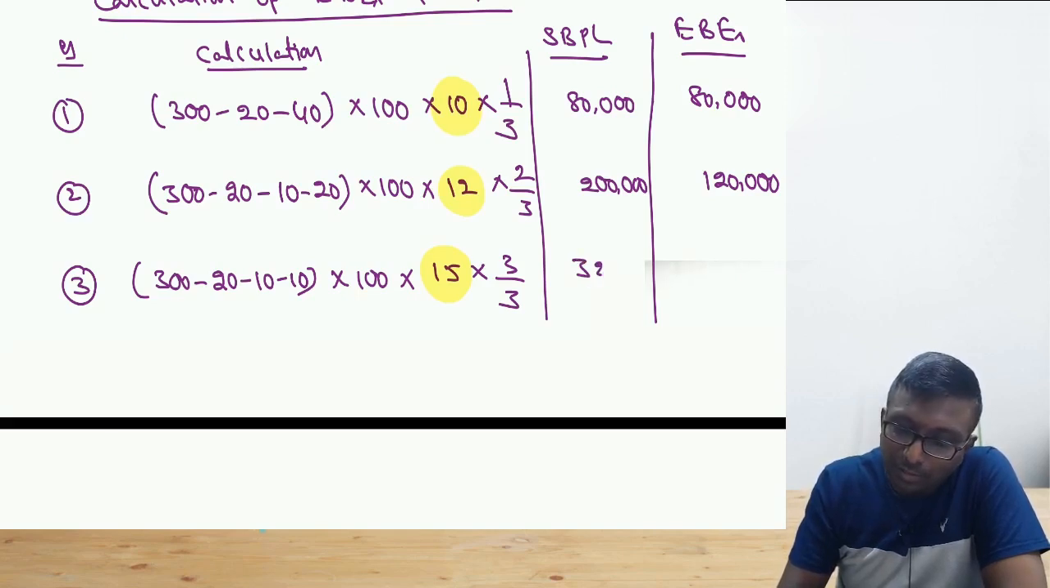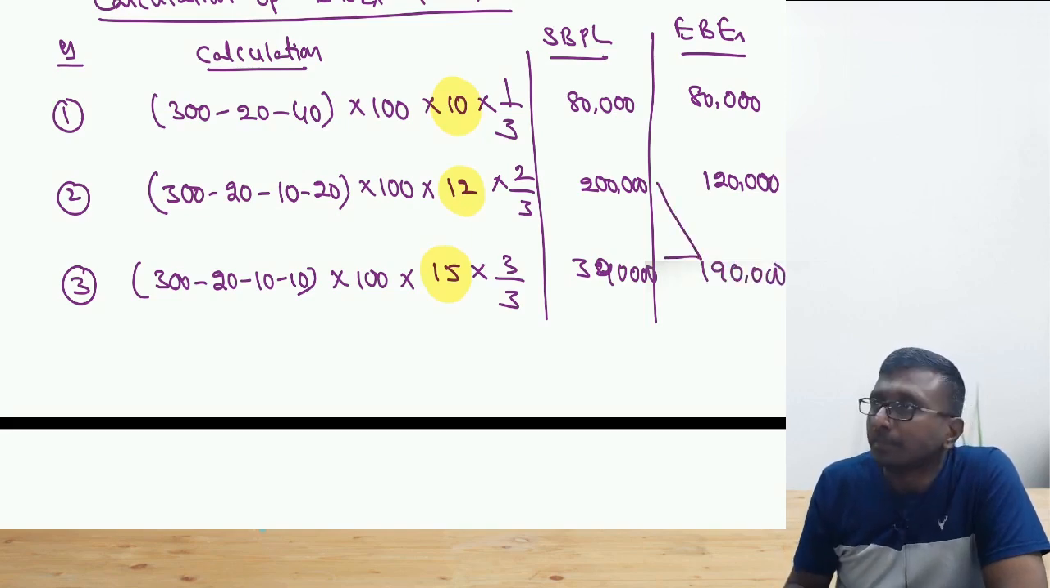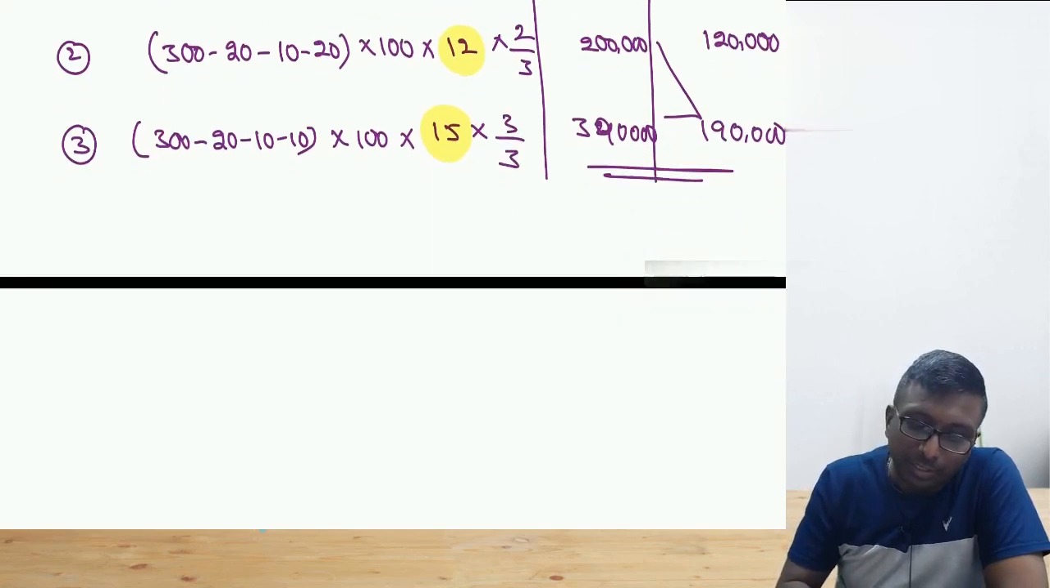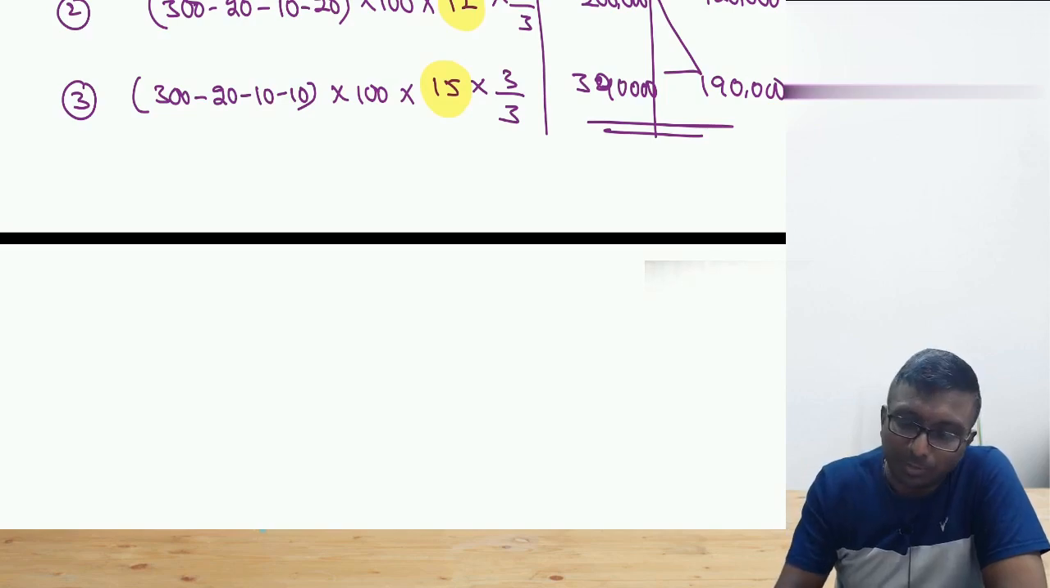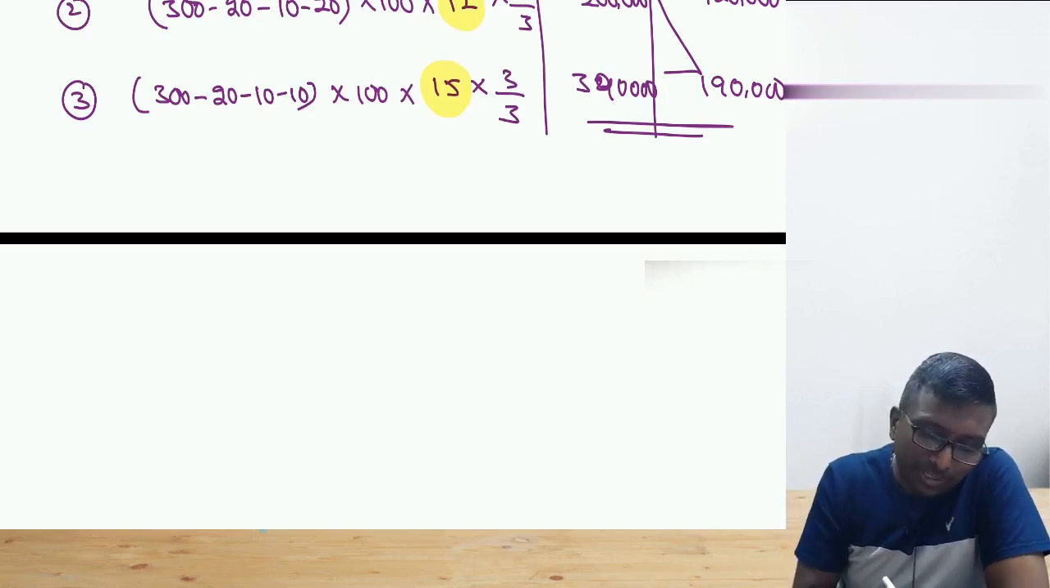Tell me, SBPL. 3 lakh? 1 9. Okay, 3,90,000. So that is equal to 1,90,000. That's all, correct? He has not given at what date it is settled or something like that. Not a problem. Right, some journal entries.